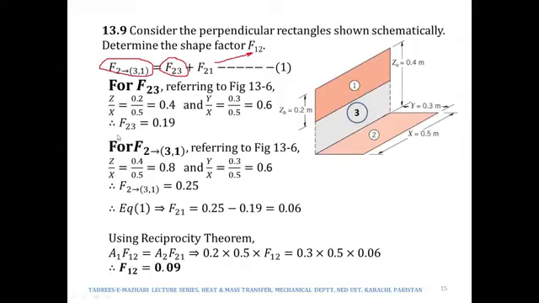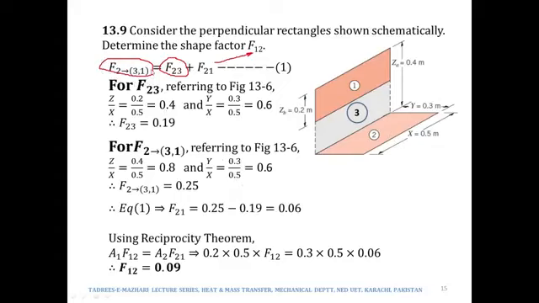So after finding out F23 as 0.19, we cannot write F21 as 0.81, because F21 plus F23 is not equal to 1 or 100%. There are other surfaces around which would be receiving the radiations that are leaving 2.